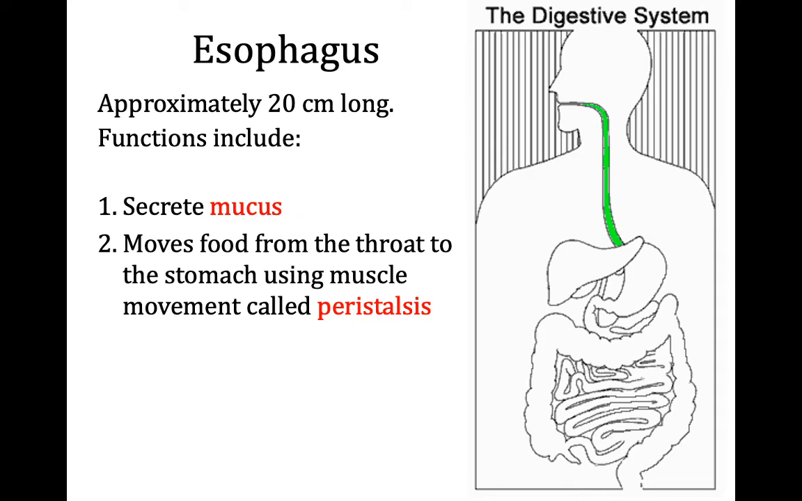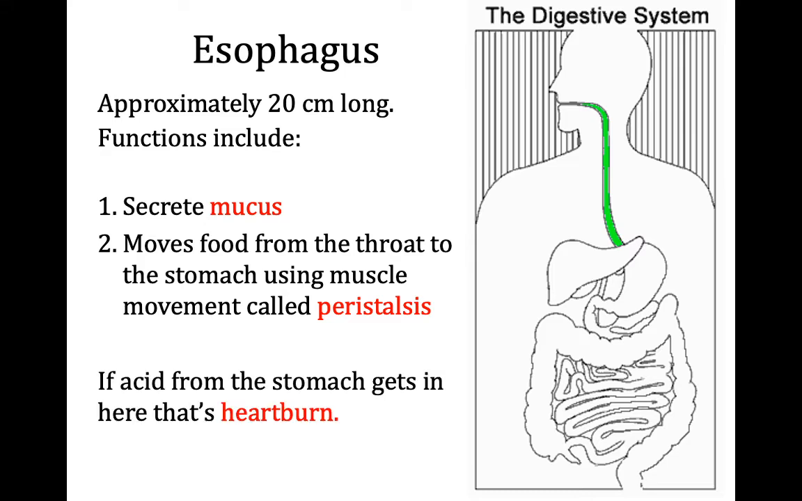And it moves food in this process called peristalsis. So we have muscle all around the esophagus, and it moves, and this motion allows for the food to travel from our mouth into the stomach. This motion is called peristalsis. That is something that you're going to need to know.